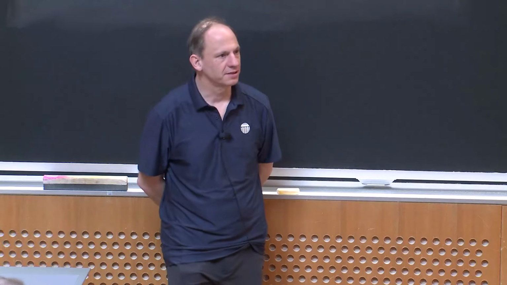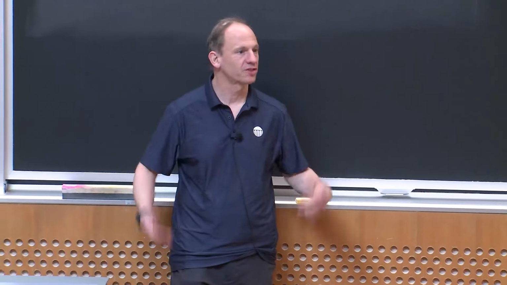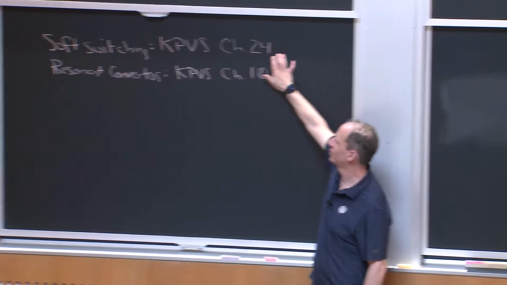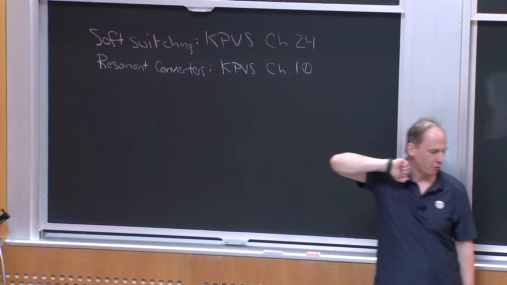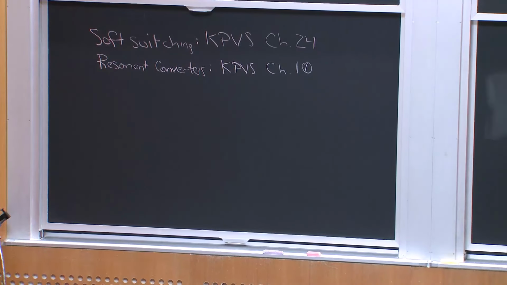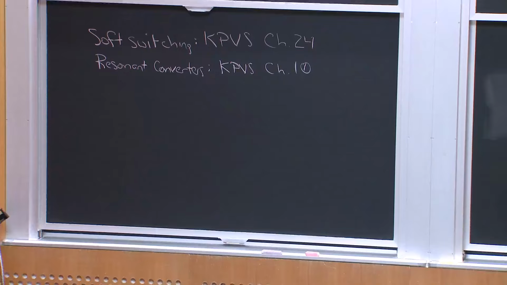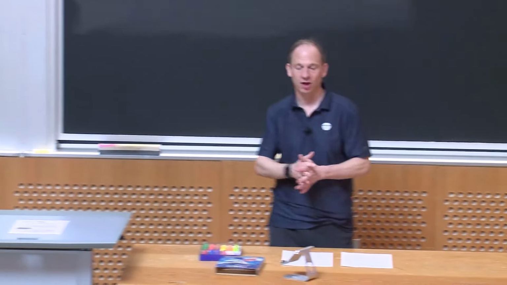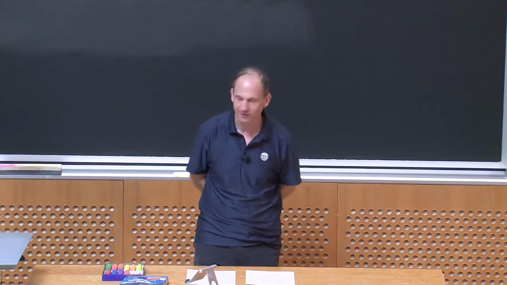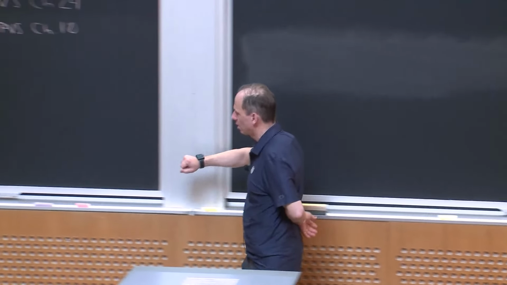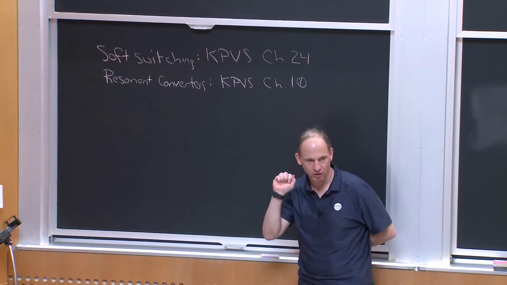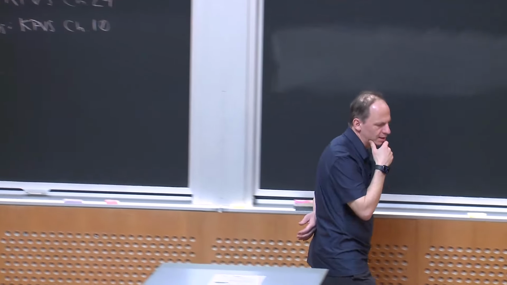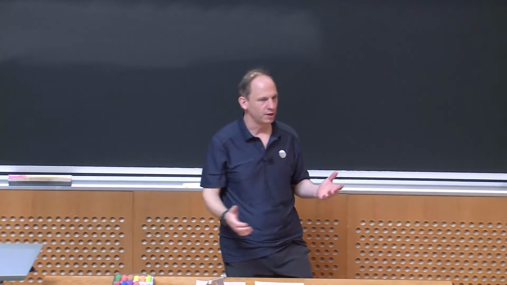So the last few classes, we were talking about soft switched power converters. Coverage of soft switching specifically is included in Principles of Power Electronics, Chapter 24. What I'd like to do starting today is talk about a class of power converters that are often chosen because they can be soft switched, although it's not required that they be soft switched. This is the class of power converter called resonant converters, described in detail in Principles of Power Electronics, Chapter 10.